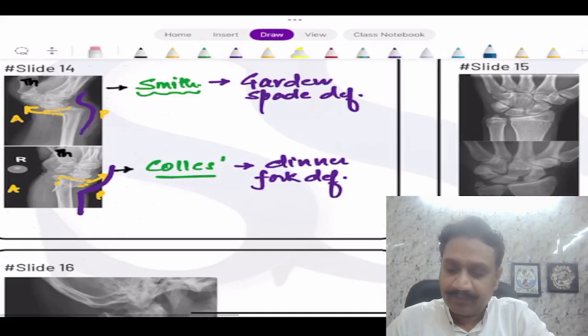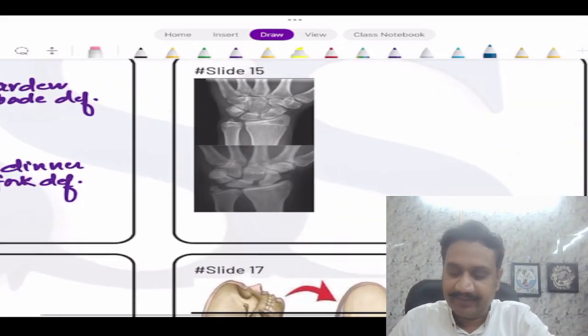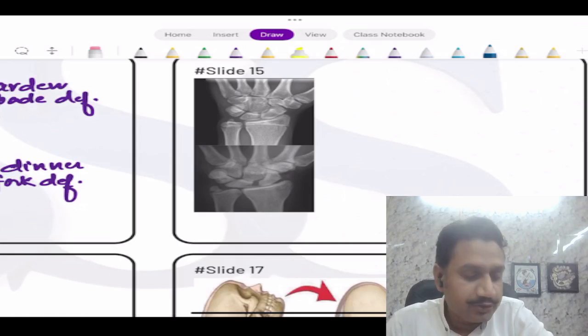All right. Okay. Just see the next image. Here, what do we see? The two images are showing you.